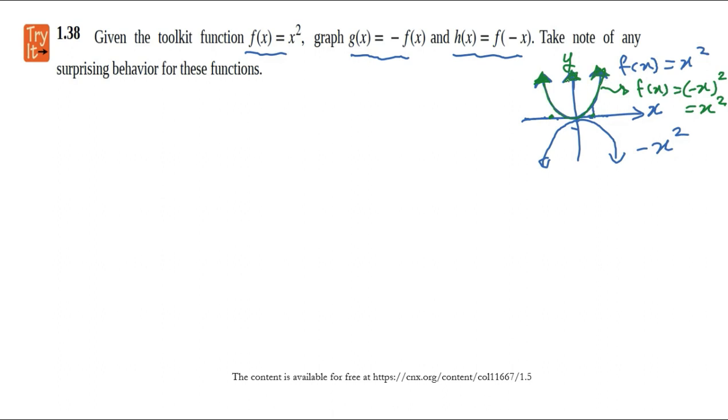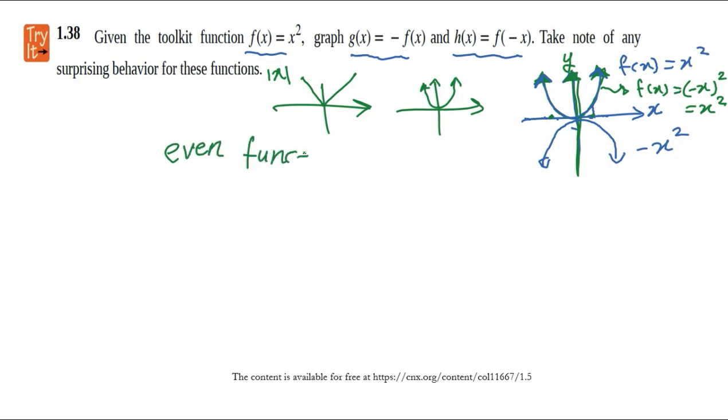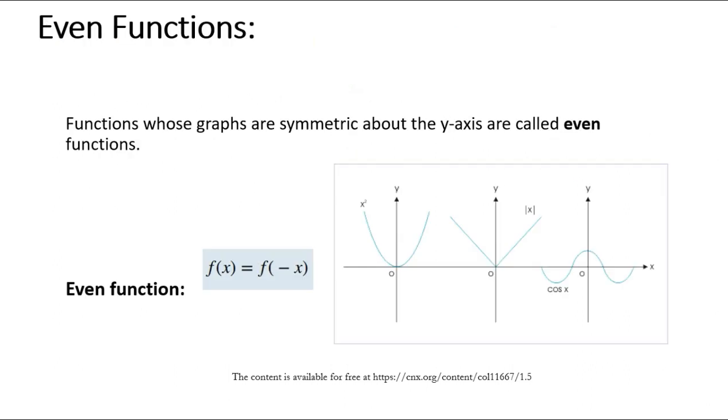These graphs that are symmetric across y-axis, like y is equal to x squared, or absolute value of x, are called even functions. So even functions are symmetric about y-axis. f of x is equal to f of minus x.